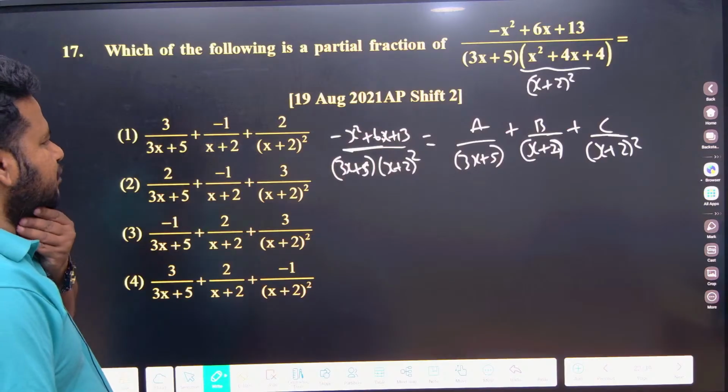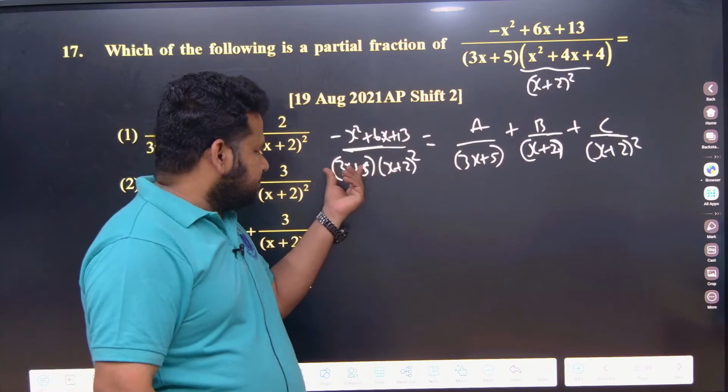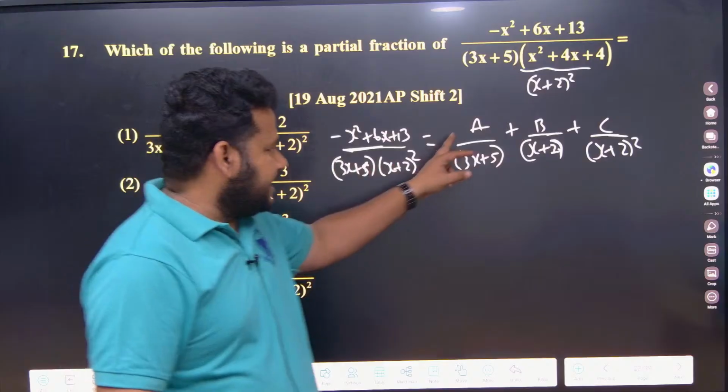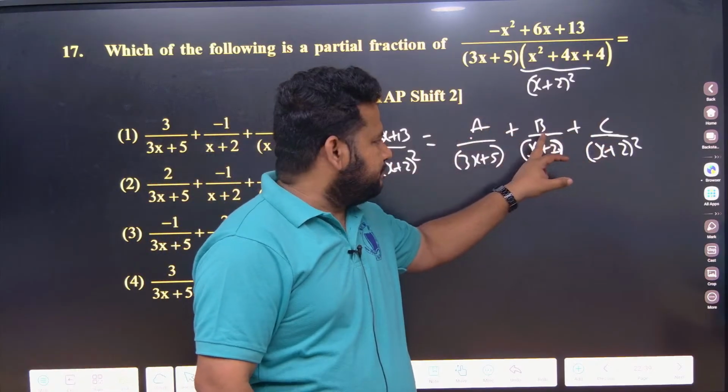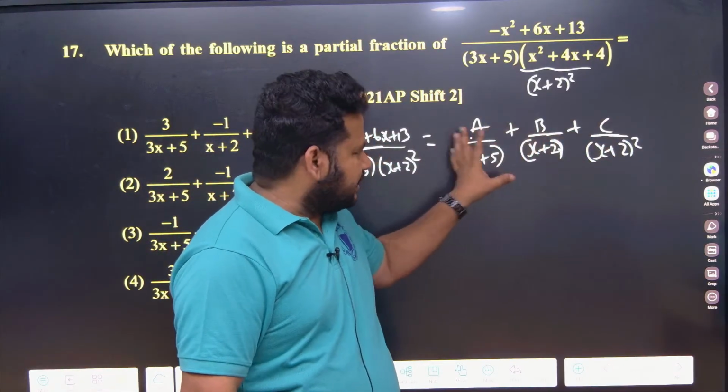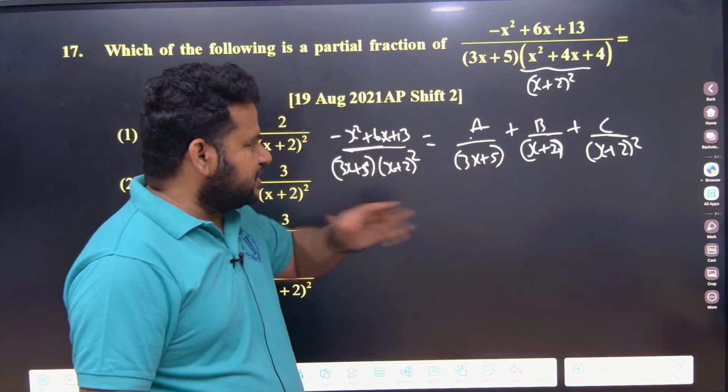First let us find out the value of a. From this expression, 3x plus 5 over x plus 2 whole square, directly I can find out the value of a and c. B value I cannot find out directly, but let us look at the options and then go for it.